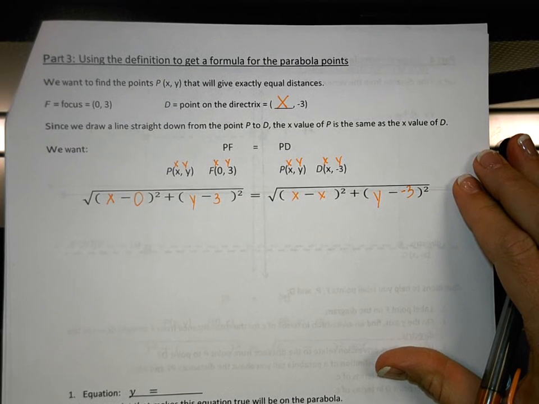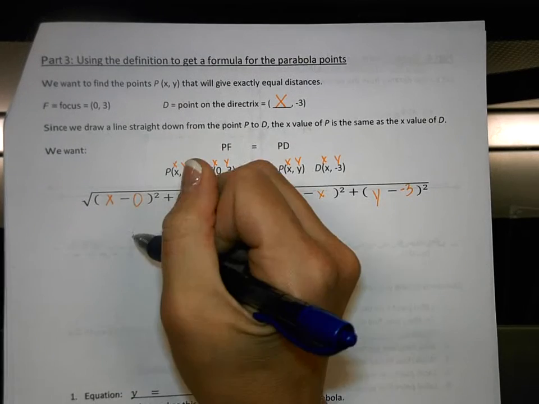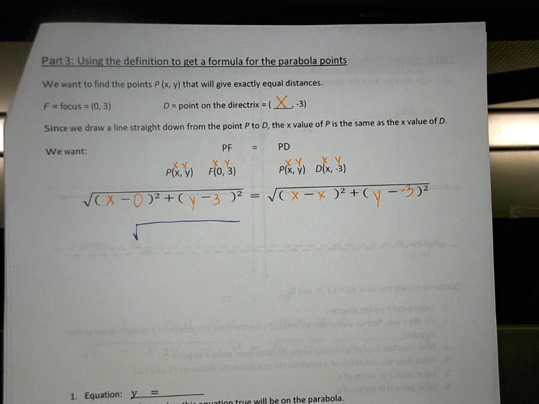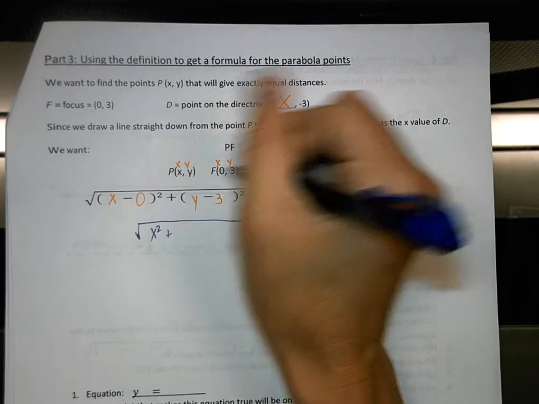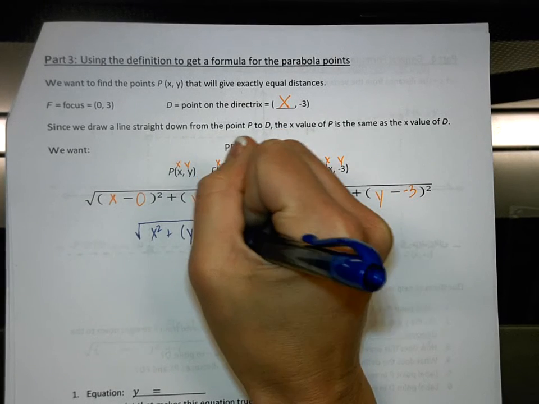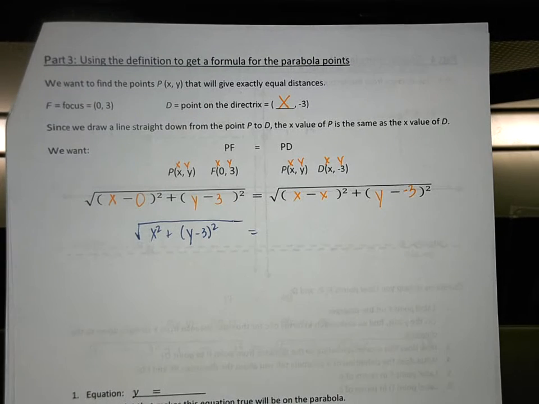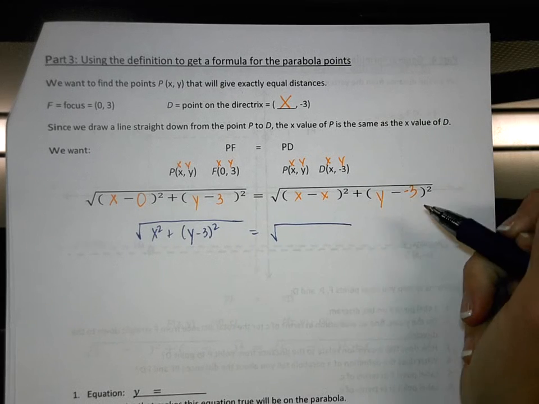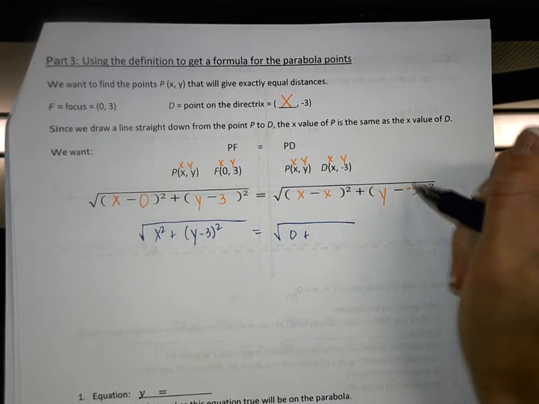Okay, so now we're going to simplify, okay, and we're going to take this one step at a time. So we have the square root. X minus 0 is what? It's just x, right? Do we agree? Okay, so I have x squared plus, and then y minus 3 squared, I'm just going to leave it as y minus 3 squared, equals, and x minus x is 0, so we can put the square root of 0 plus, and this will make a what?